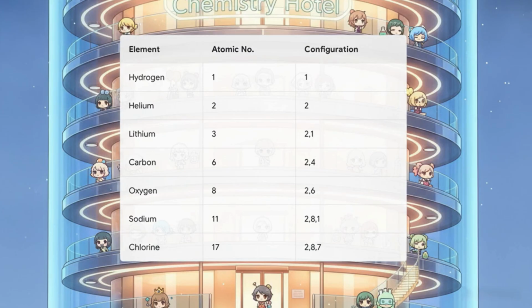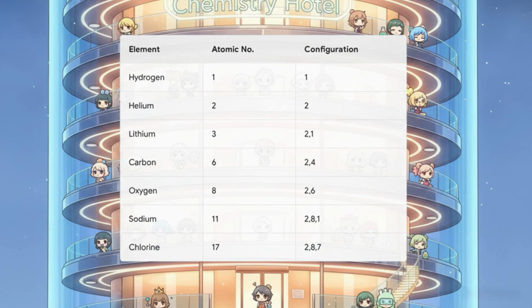Starting with hydrogen, atomic number 1, 1 electron, configuration just 1. For helium, atomic number 2, 2 electrons, the first energy level is now full, configuration 2. For lithium, atomic number 3, the first level takes 2, 1 electron moves to the second level, so configuration is 2, 1, as you can see. Carbon, atomic number 6, configuration 2, 4. Oxygen, atomic number 8, configuration 2, 6.